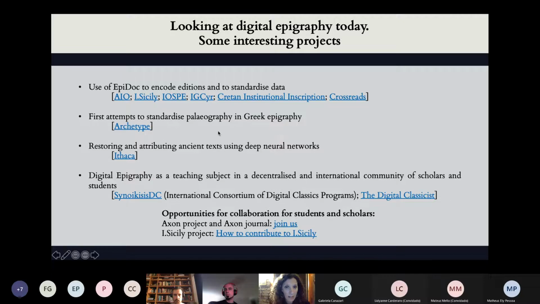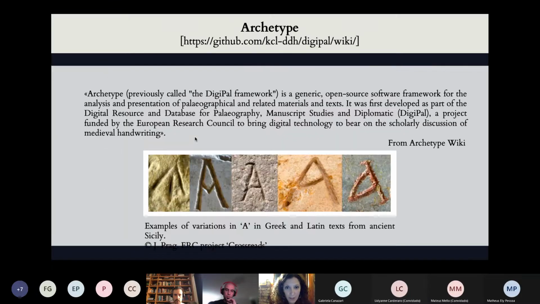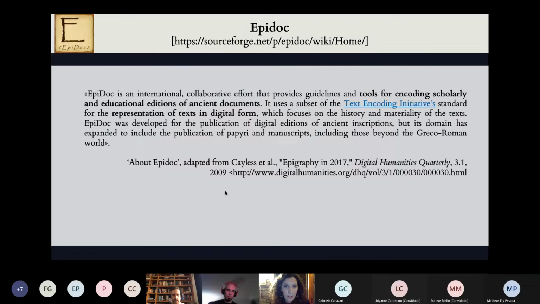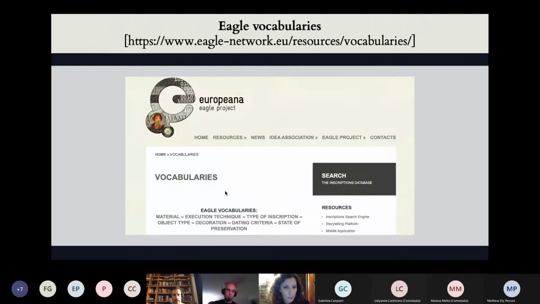And for example, there are projects like Archetype that are trying to find a way to tag all of the letter forms in an objective way. So for example, here you have an example of different shapes of alpha on different object types, on different materials, and they are trying to create a big database with all the shapes of letters divided into periods, areas and so on.